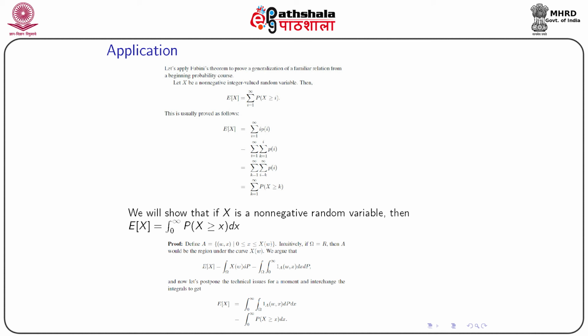Now let's postpone all the technical issues for a moment and interchange the integrals to get the expected value of X as the integral from 0 to infinity of probability X greater than or equal to x. Whenever I am doing this, I am using Fubini's theorem. So first we have to check whether the conditions of Fubini's theorem are satisfied or not. If they are satisfied, then it can be applied. We have innumerable examples where Fubini's theorem is applied.